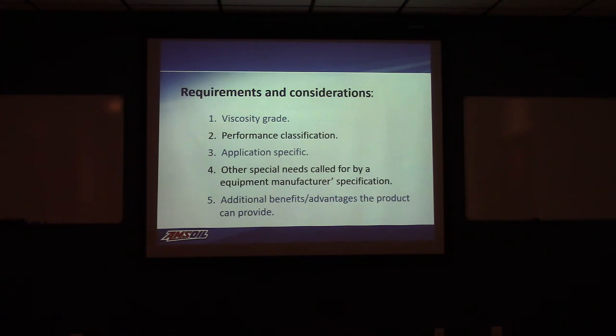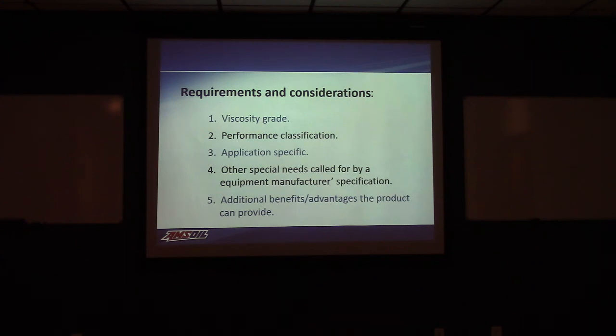Okay, really in review consideration here, what are the main requirements that you're going to be looking for when you're looking for an oil? Number one, viscosity, the oil thickness, the grade on there. Performance classification, you want to ensure that that's met. Application specific. You don't want to use, for example, an automotive engine oil in a motorcycle application. They have different needs, different requirements. Their chemistry is going to be different.